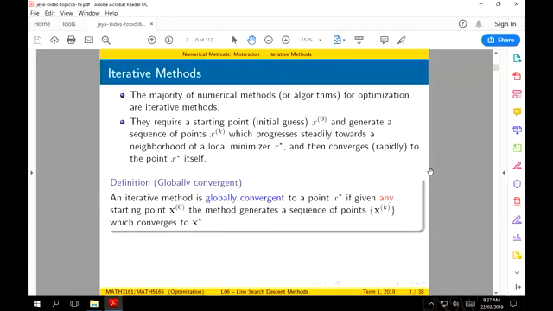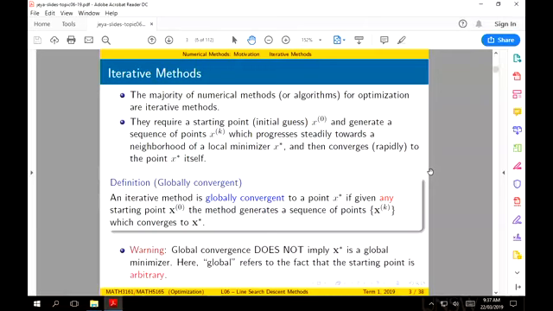Globally convergent means the starting point can be arbitrary. An iterative method is globally convergent if, given any starting point x_0, the method generates a sequence of approximations x_k which converges to x star. It's nothing to do with the global minimizer, by the way. Global convergent means the starting point is arbitrary. We'll see later on that for many of the methods, the starting point has to be close to the minimizer, otherwise it wouldn't get to the solution. But globally convergent means you can start at any starting point and then generate the sequence x_k and it converges to x star.